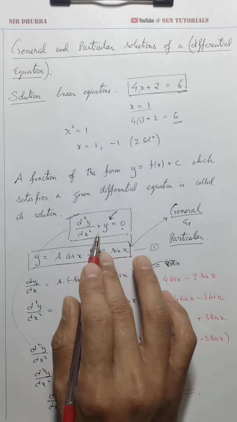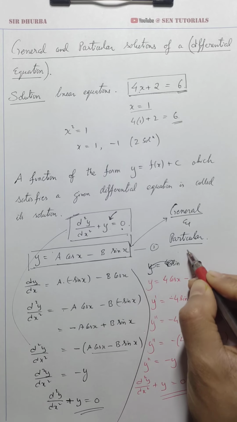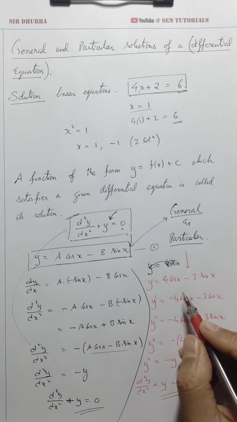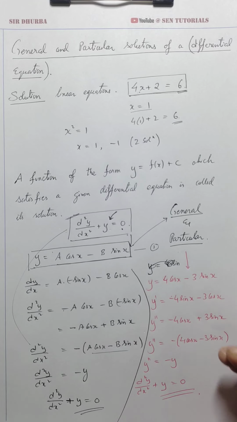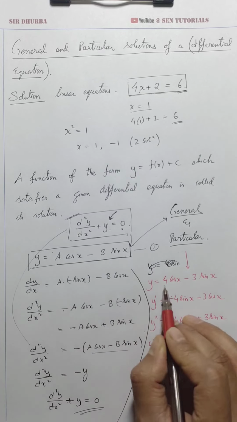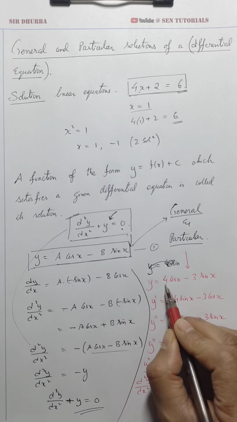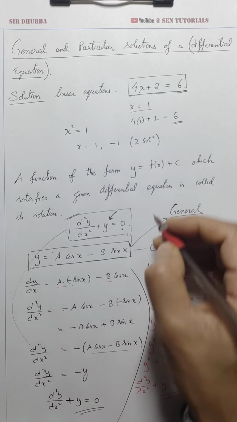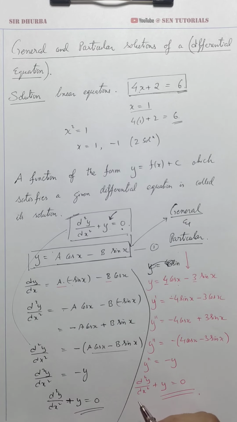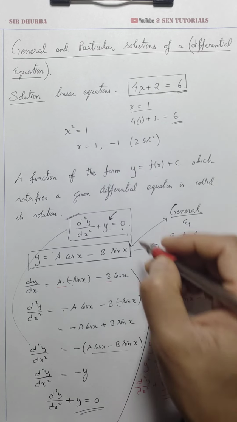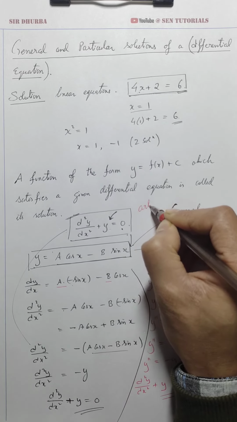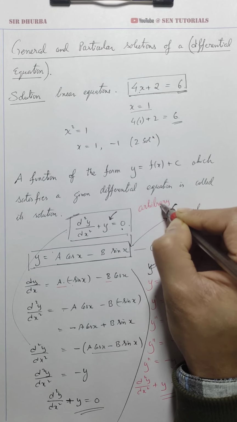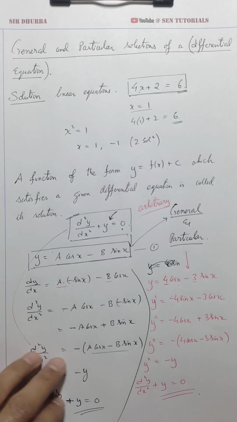So this also satisfies this particular equation, but this is a particular solution. Now let me tell you the difference between particular and general solutions. You see, the constants in the second case were 4 and 3. In the first case, what do we have? We have arbitrary constants. Once again, arbitrary constants.